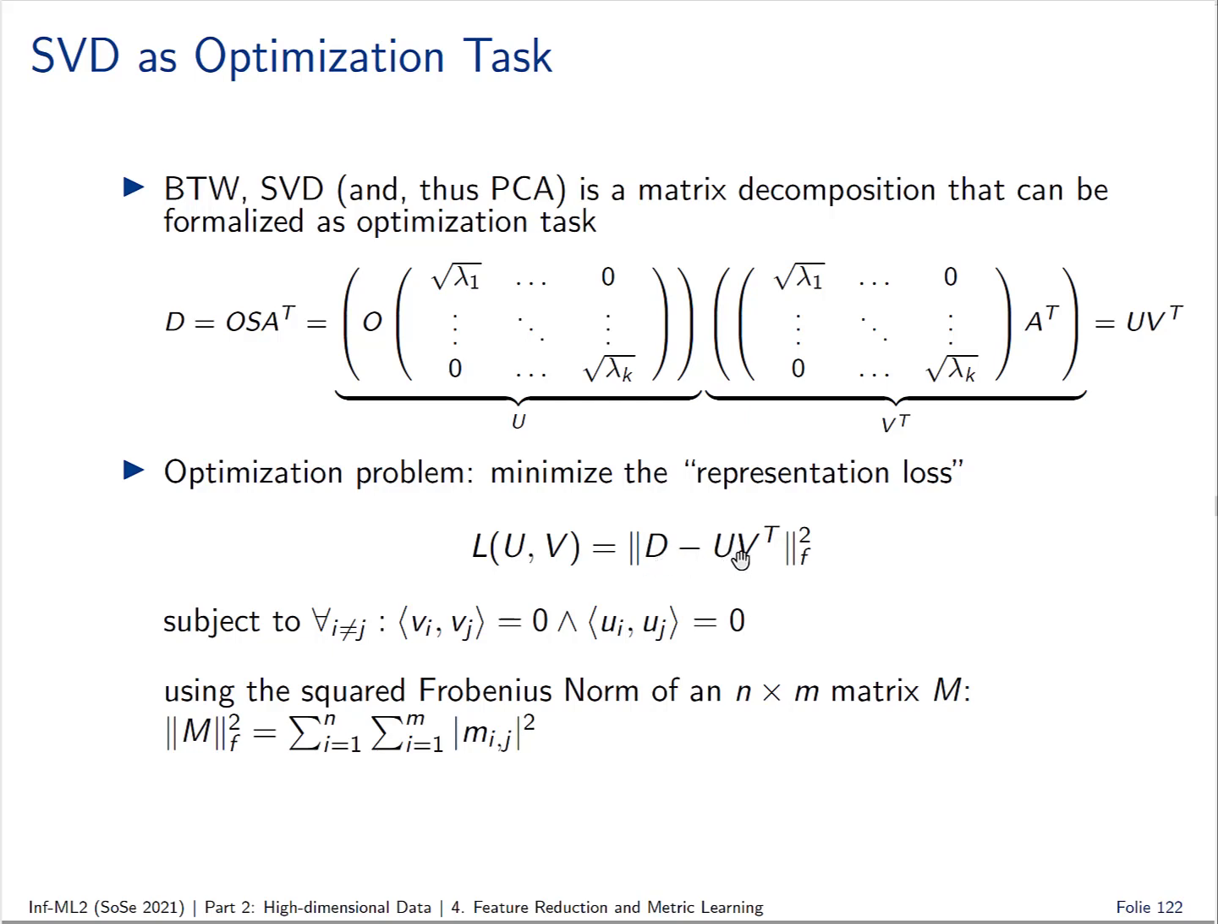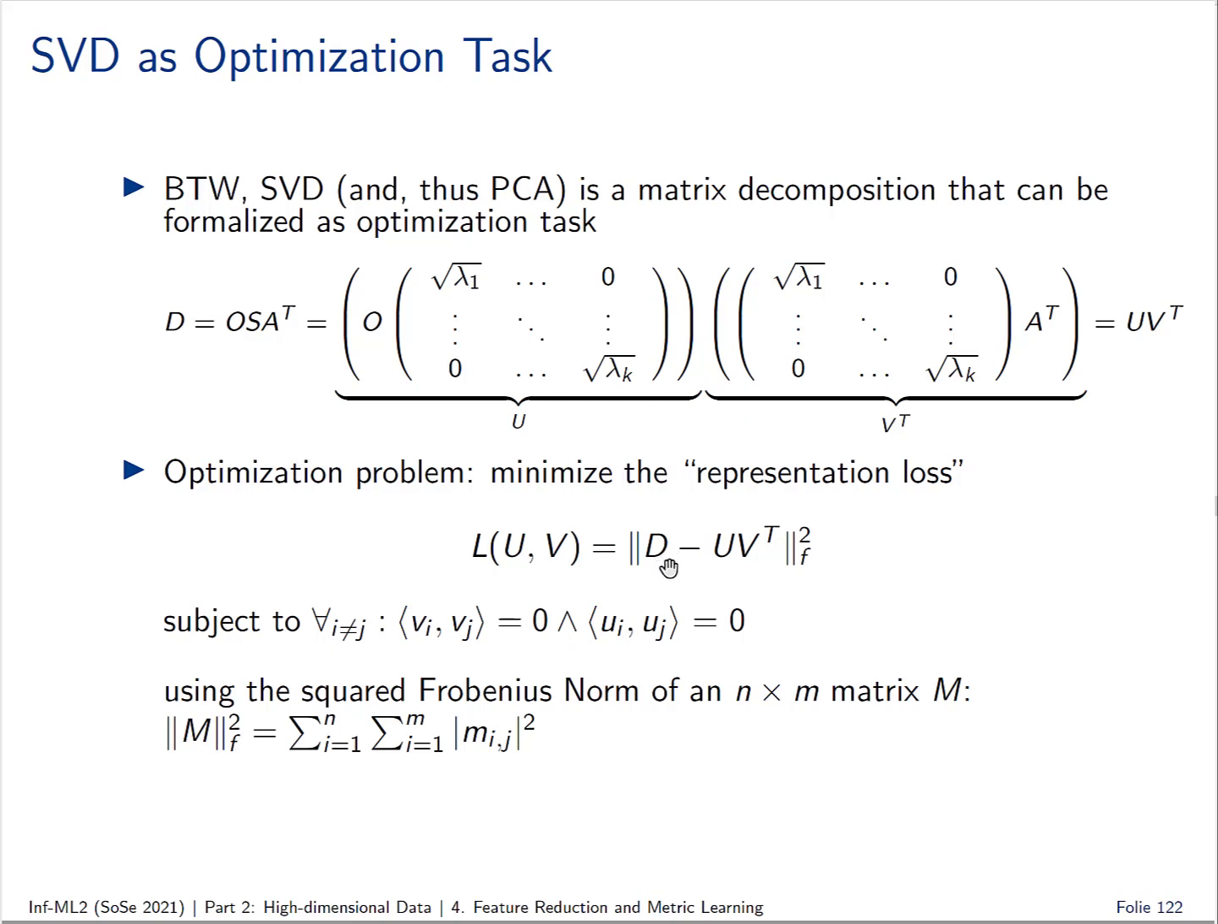This means how similar U V transposed is to D. The more similar it is, the smaller this representation loss is, obviously. And we need some side constraints, because we need this orthogonality constraint in both cases. We need all the entries in V transposed and all the entries in U to be pairwise independent, pairwise orthogonal. So we need these side constraints for the optimization problem in that case.